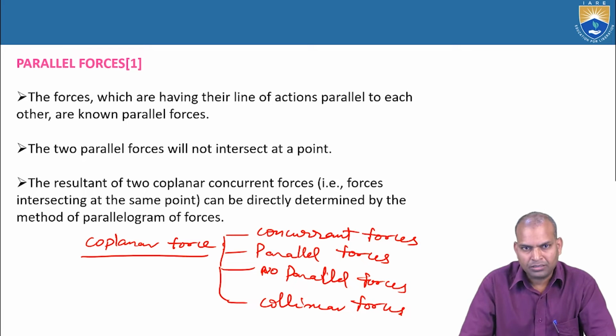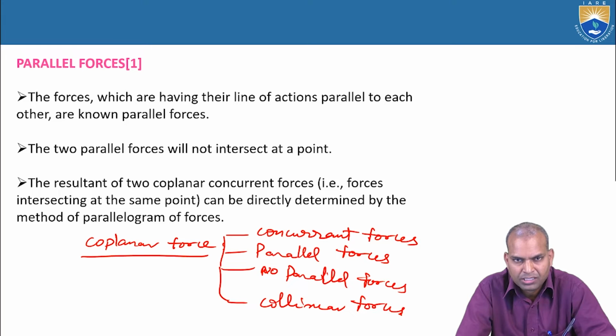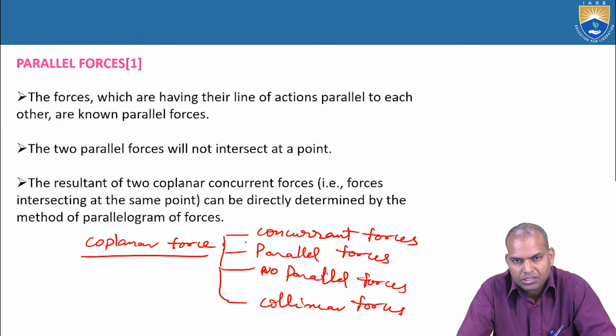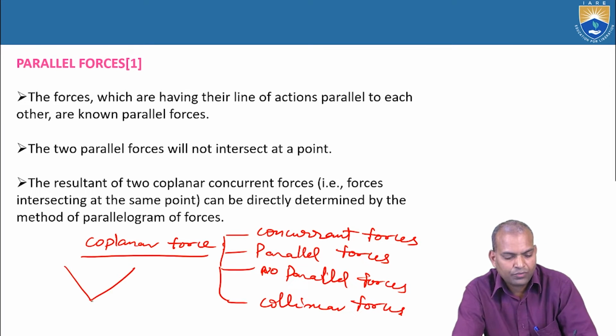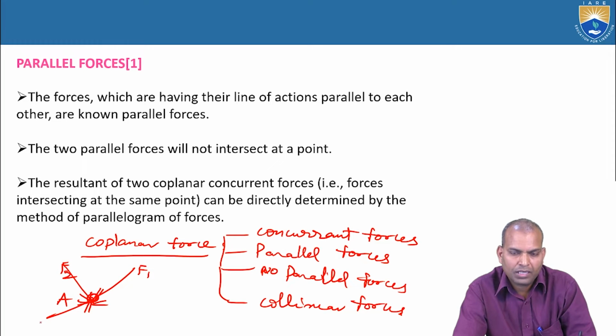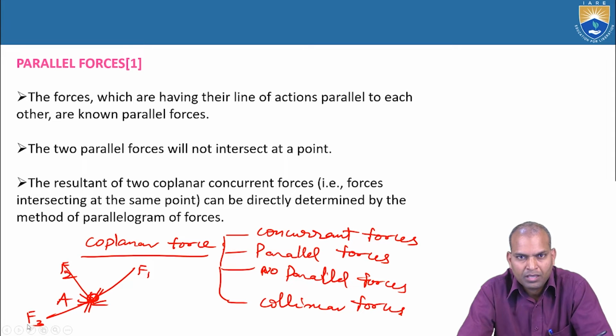Coplanar, the word itself gives the meaning. Coplanar means the same plane. Concurrent forces we have studied in previous sessions. In coplanar concurrent forces, concurrent means the various forces are acting at one point. It's the point A. So F1, F2 and F3 are acting on a particle or on a body. This type of force system is known as coplanar concurrent force system.